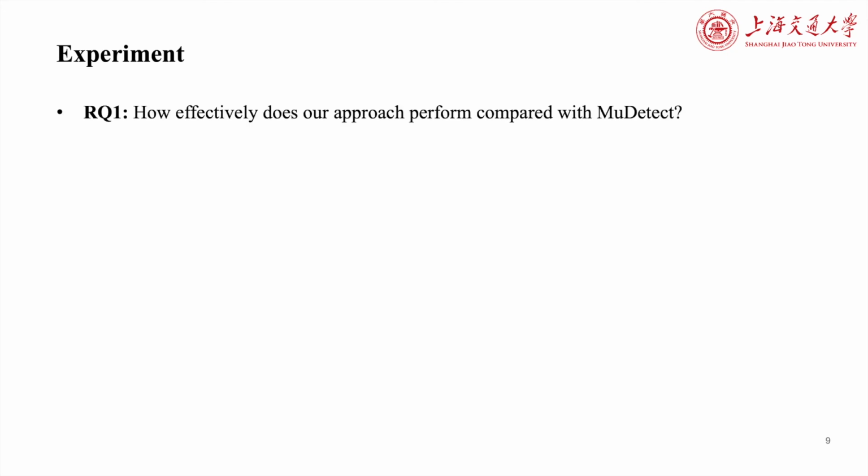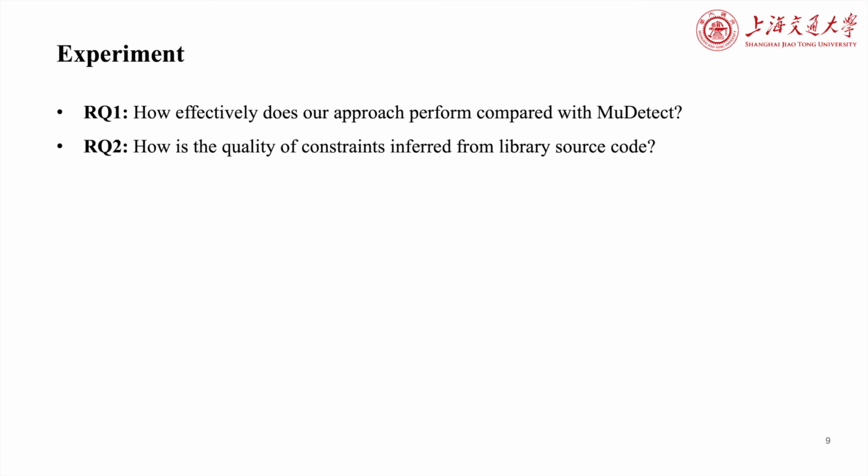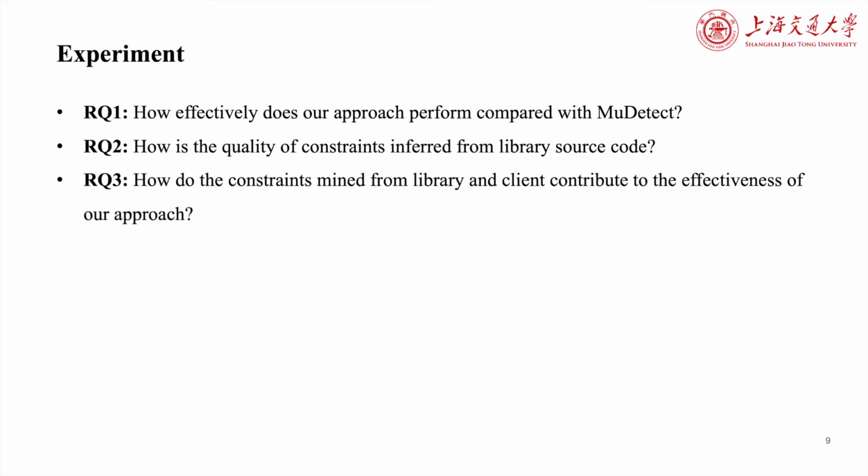Next, we conduct several experiments to answer 3 questions. First, how effectively does our approach perform compared with the state-of-the-art detector MUDetect? Second, how is the quality of constraints inferred from library source code? Third, how do the constraints mined from library and client contribute to the effectiveness of our approach?